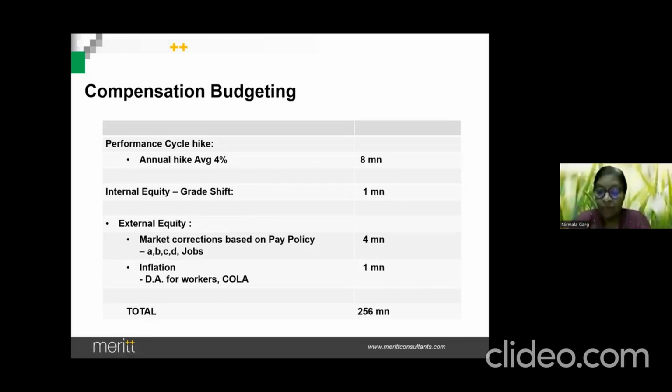Okay. So this is what I wanted to convey. We talked about variable pay plans. Second, we talked about compensation structuring. And then we talked about compensation budgeting. So with this, I think we have come to the end of the 4th session.